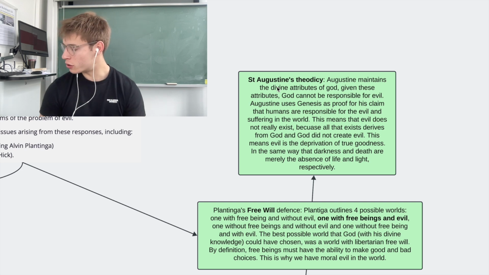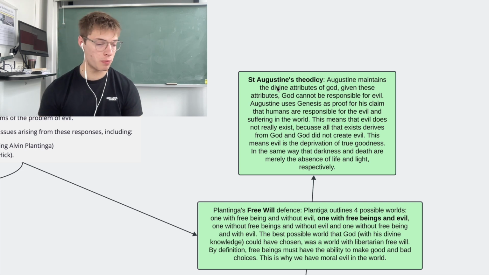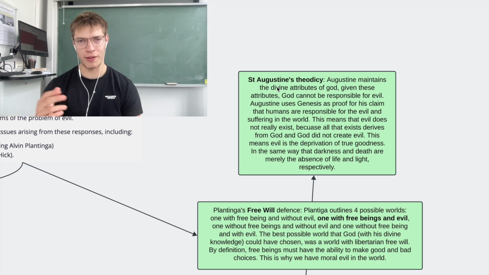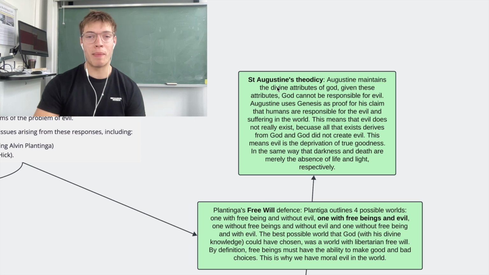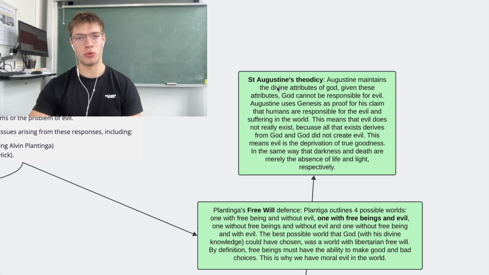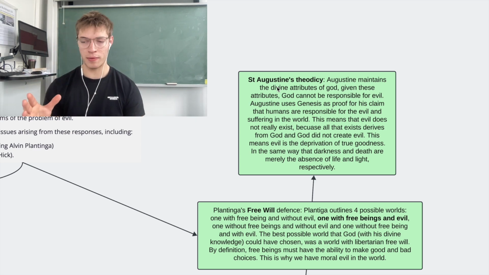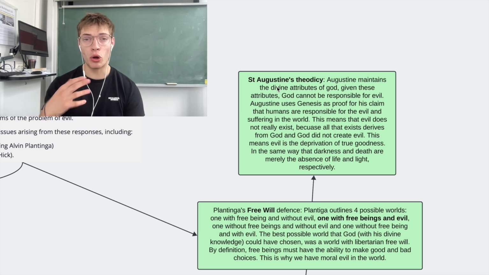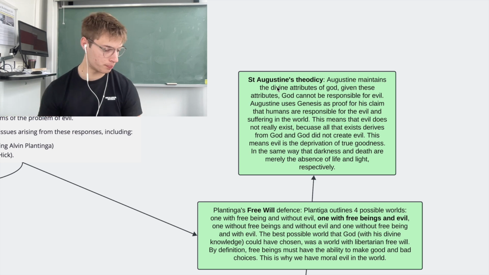The idea is just that, given Adam and Eve had free choice, and they made a bad choice, they went against God, they ate from the tree of knowledge, what that meant is evil was then brought into the world. Okay? So they sinned, and evil was then brought into the world because there were consequences of disobeying God.